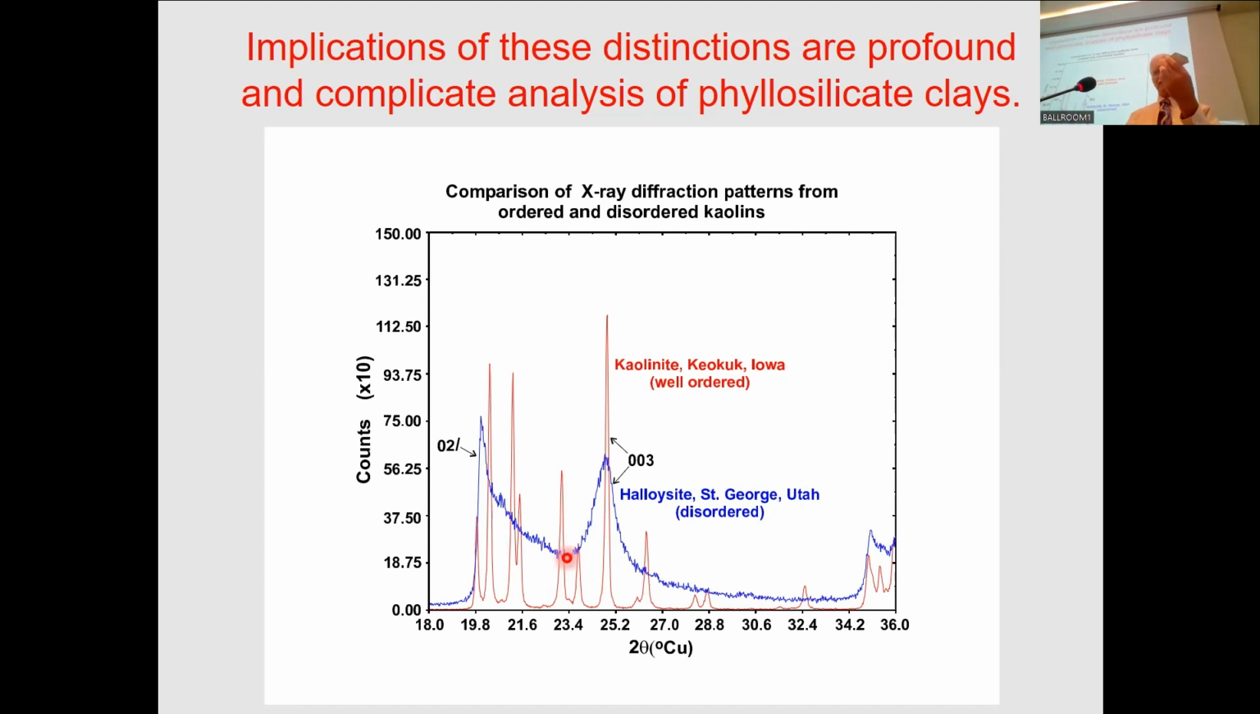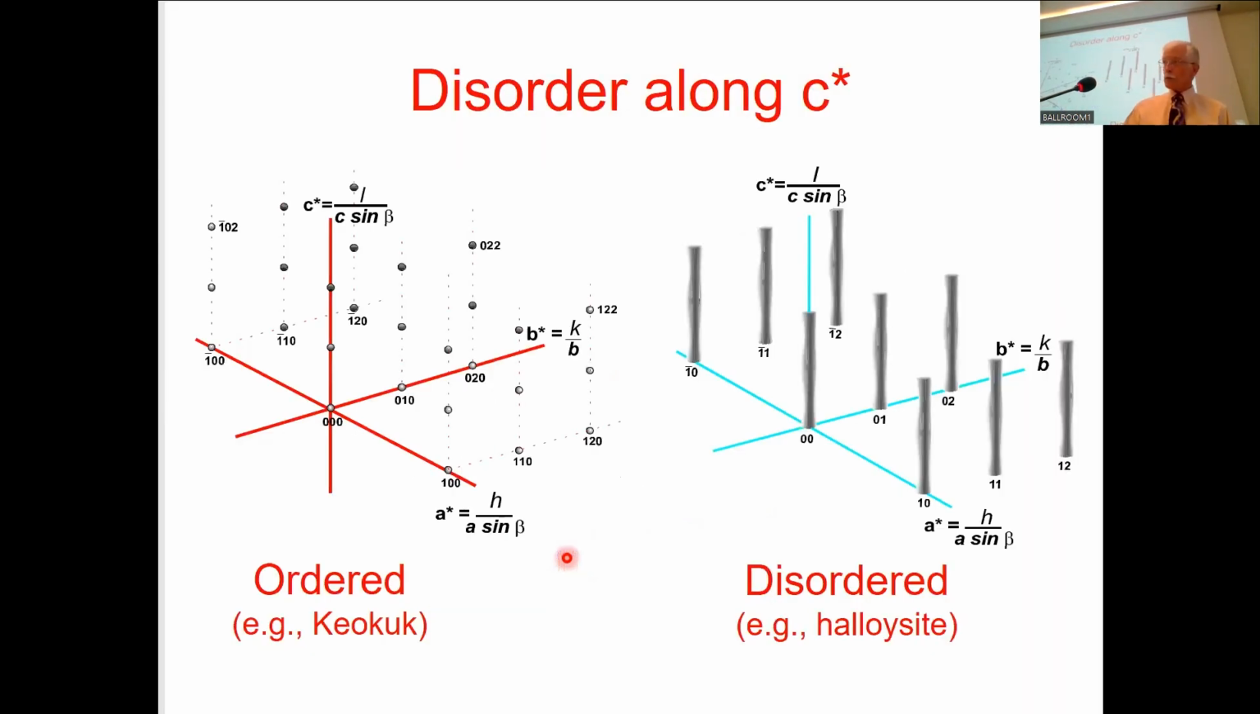I've got a picture of me down here. You can see it. Three-dimensional order versus complete turbostratic stacking. In reciprocal space, Keokuk kaolinite is on the left, where we have well-defined reciprocal lattice spots, no smearing. And for halloysite, for example, we have almost continuous, and in some cases, continuous reciprocal lattice rods that have this kind of action going on. They're not constant along C star, and that's a very important thing.